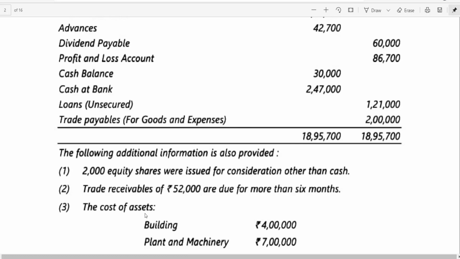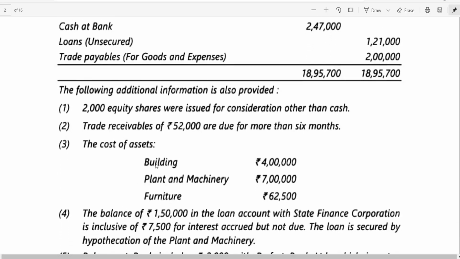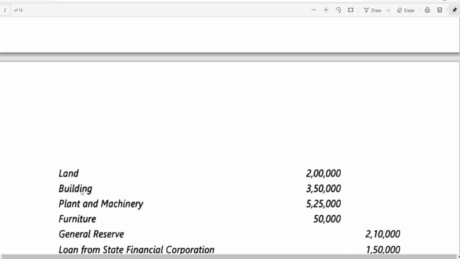Now the interesting point here is that the cost of assets has been given. Cost of asset: building, plant and machinery, furniture. But if you look here, the cost of building, plant and machinery, furniture has been given. Am I right?